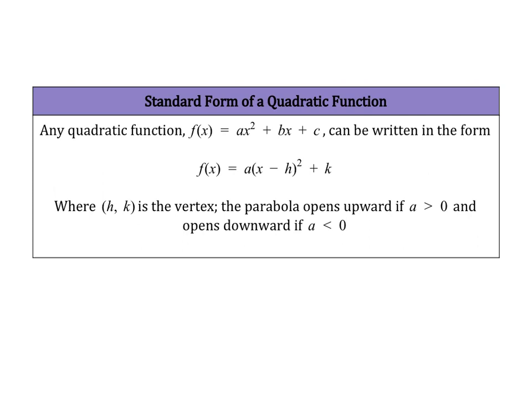Okay, so standard form of a quadratic equation looks something like this. Some people also call this vertex form, so you may see either name for it. And again, it looks something like this: f of x equals a times x minus h squared plus k. Any quadratic function can be rewritten in this form.